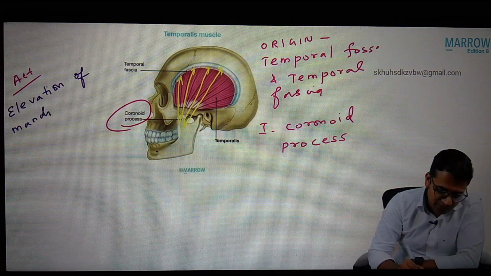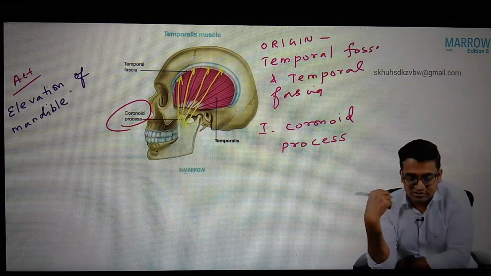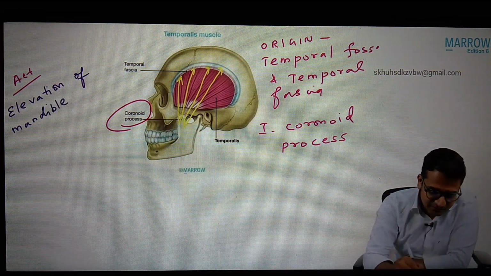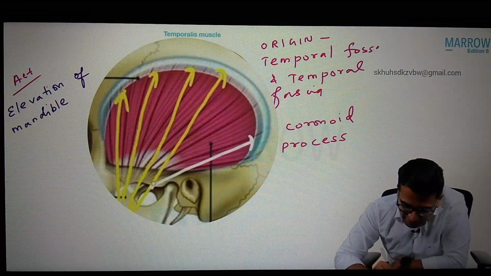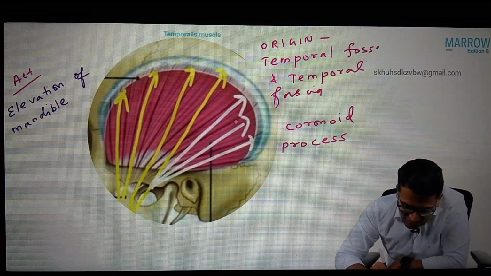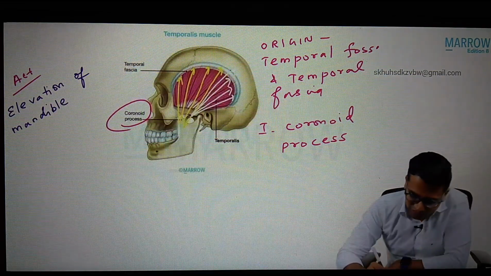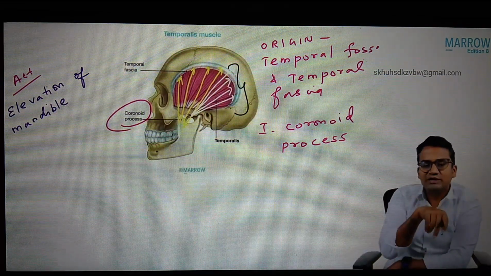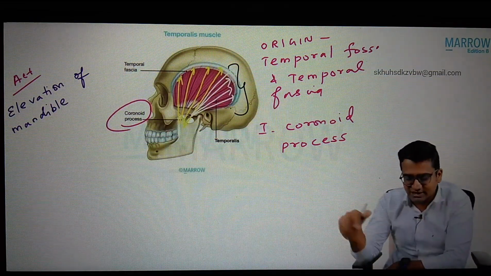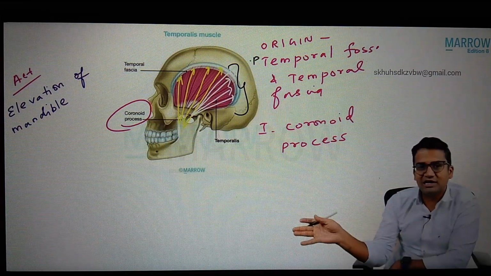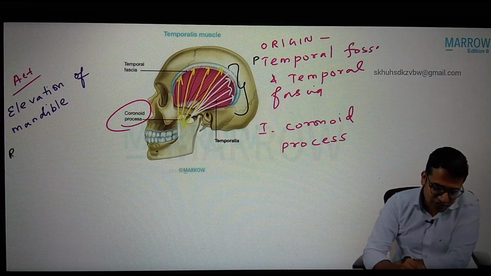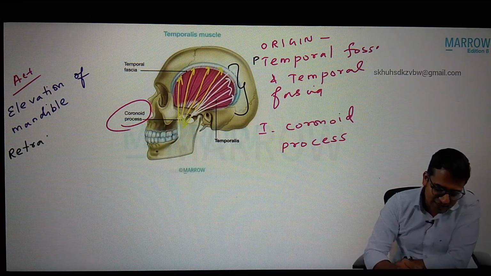Elevation of the mandible. First action. Now, second one. See these fibers. These fibers move the mandible towards the back side. So, these muscles move the mandible on the posterior side. This is the posterior side. So, the mandible is also moving posteriorly. Moving posteriorly is called retraction.